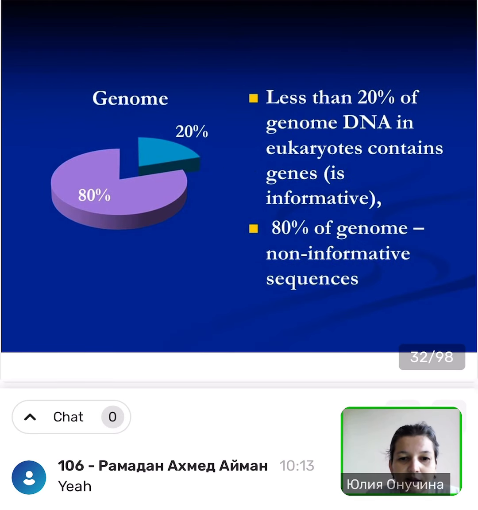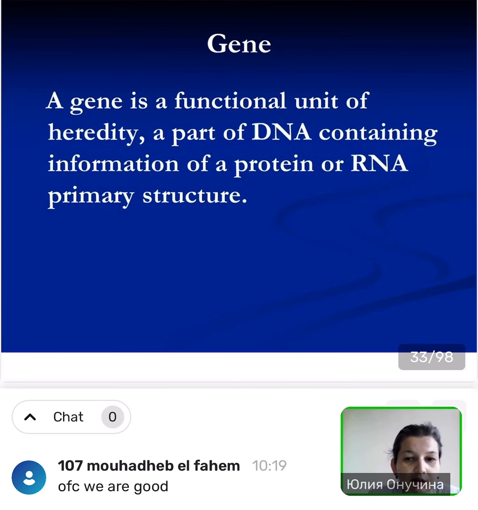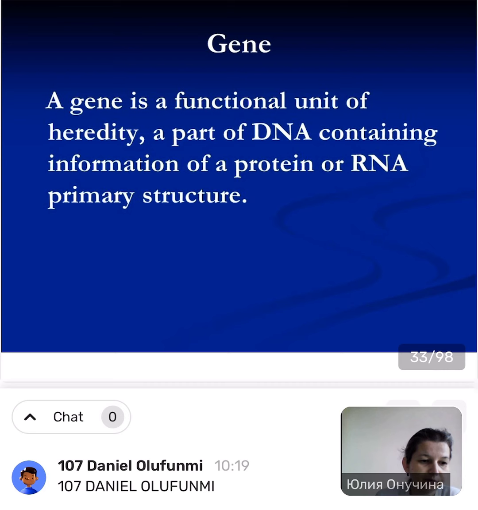Next slide. So, thank you. We see our genome contains two variants of sequences. In this slide, only 20% are genes, because the other 10% will be pseudogenes, but it's not material for first course. About gene, we said it is the functional unit of heredity and contains information about protein or RNA. The next slide, yes.